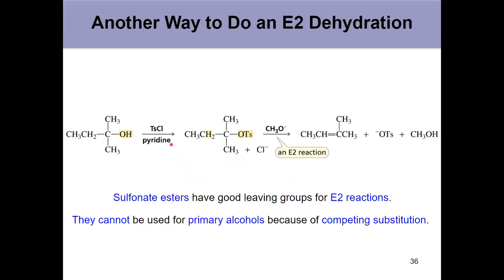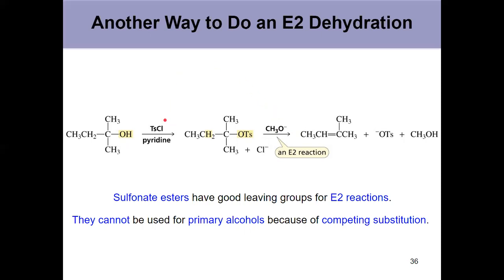Right? Here's that same tosyl chloride we've seen before. Take your alcohol, convert it to a sulfonate ester, okay? Then you just add a strong base, and that carries out an E2 reaction. Okay? So you can do that with a secondary or a tertiary alcohol. You cannot do it with primary because then this would act as a nucleophile instead.